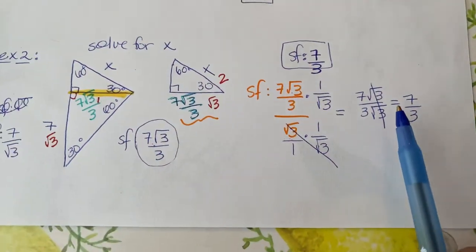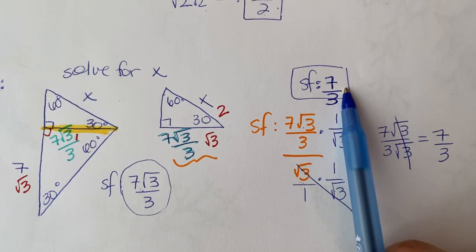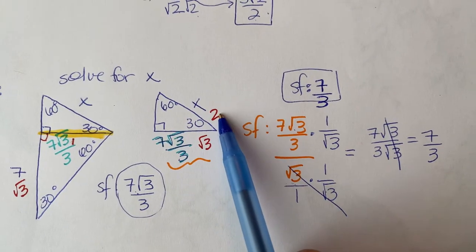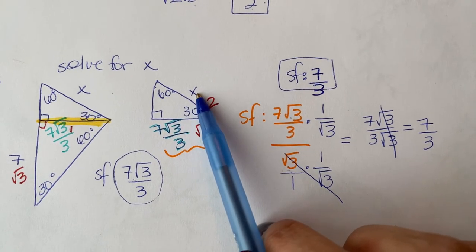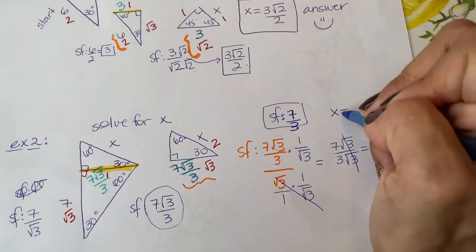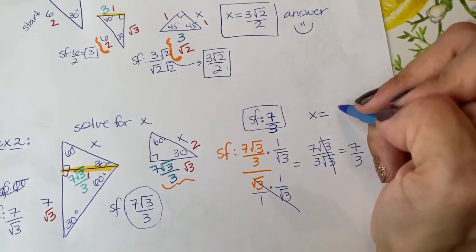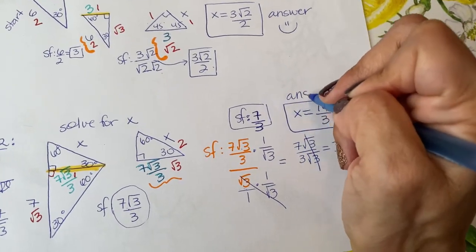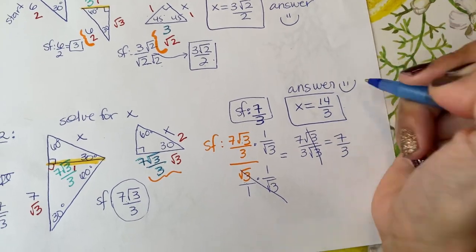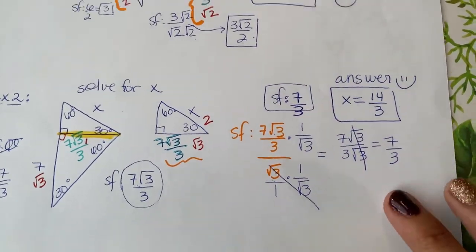Okay. So this is my scale factor. So then if X, the reference is 2, scale factor times reference gives me X. So X is equal to 2 times 7, 14 over 3. And this is your answer. Okay.